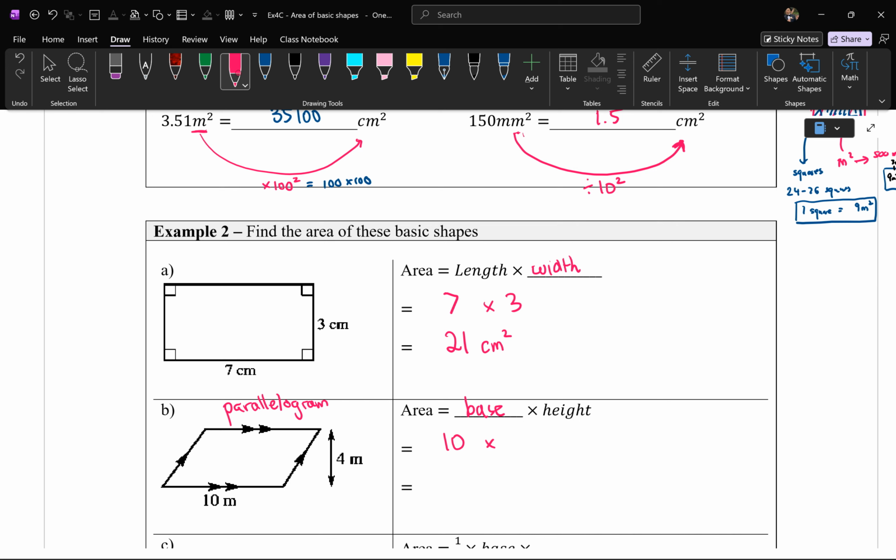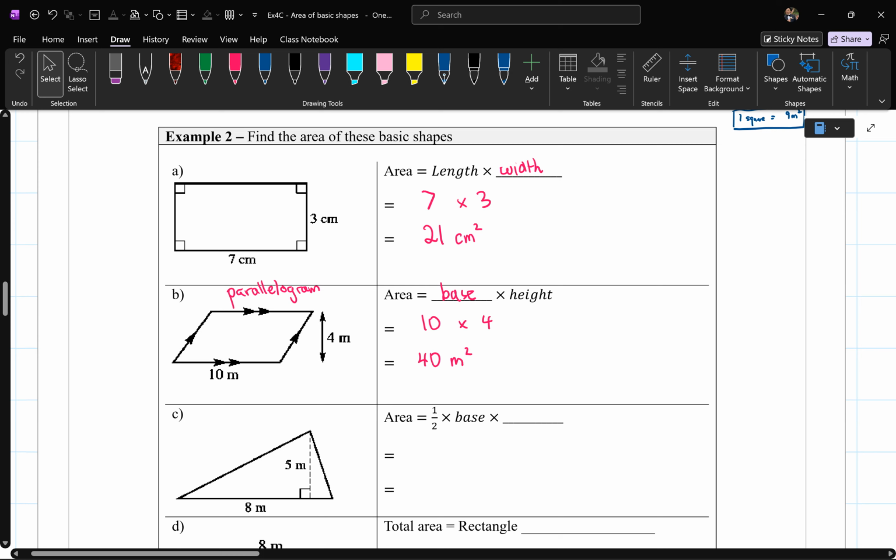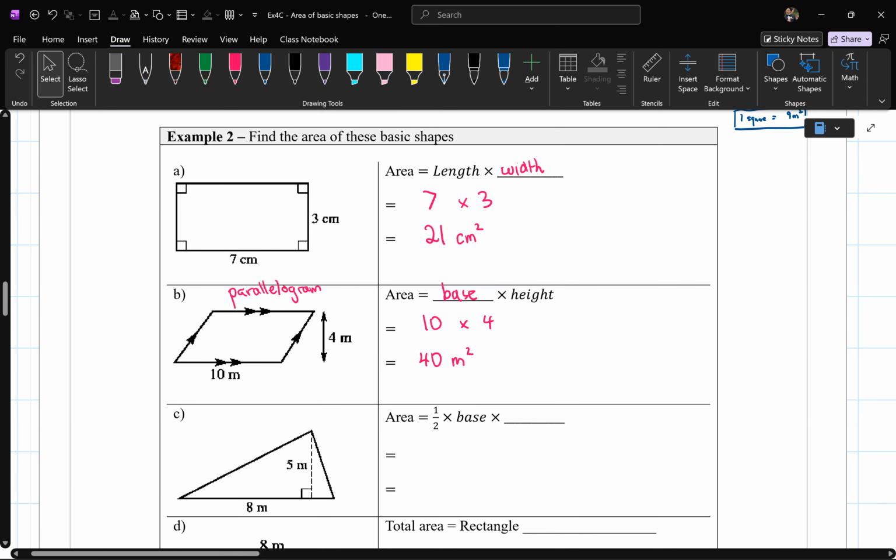Very good. Base is 10 times 4, and that gives me 40, but I don't finish there. Square meters. Squared meters, good. Don't say meter squared. It's squared meters is the correct pronunciation or how you read it. Yeah. Next shape, C is a triangle.